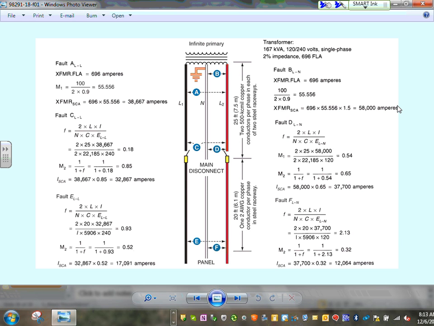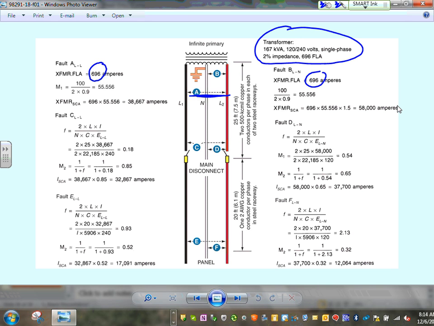Very simple. If you take the fault right at the secondary of the transformer, right here, the first thing you need to do is find the fault at AA, line to line. You take the full load amp of the transformer, which is given. You know how to find the full load amp of the transformer. Here's my transformer. It's 167 kVA. Here's the single phase voltage. Here's the impedance. All the information about your transformer. The full load current of your transformer is given as this. Here's your value. See how you've got this information on line to line, AA phase to phase here.